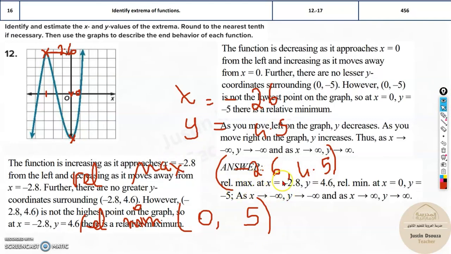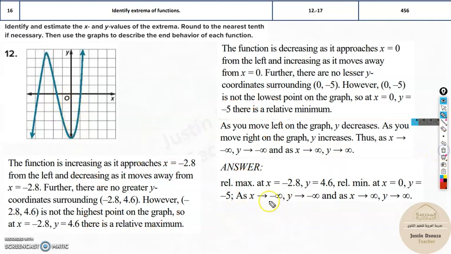You can see the final answer. It's minus 2.8, not 2.6, and it is 4.6. Mine is not accurate because I didn't do it accurately. Look over here: the relative maximum is negative 2.8 and 4.6. What about the minimum? It was 0 and, I'm so sorry, I've written plus 5. It's minus 5, down: 1, 2, 3, 4, 5, minus 5. So these are the relative maximum and relative minimum.